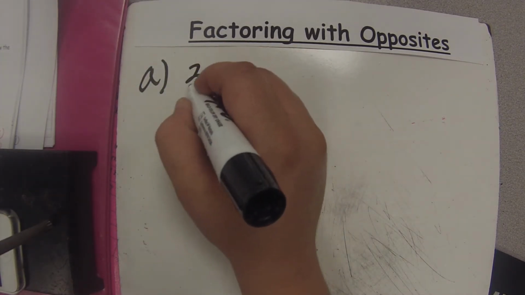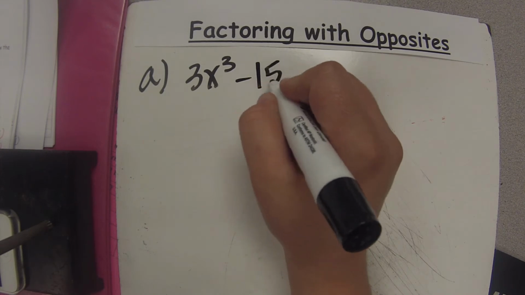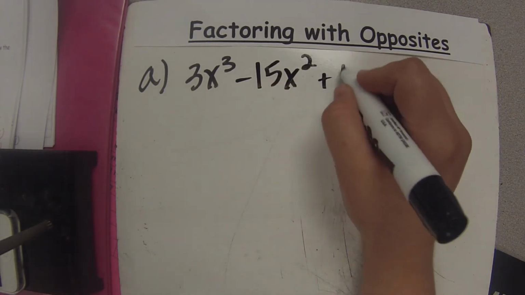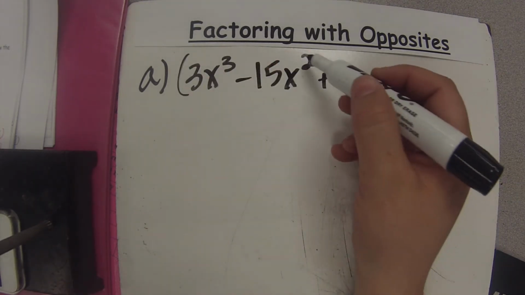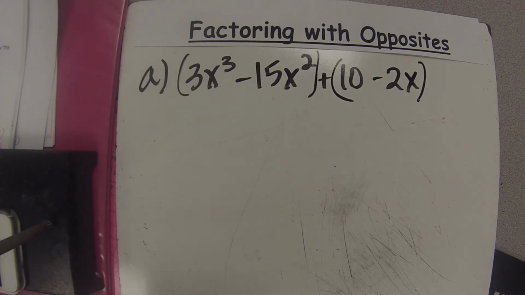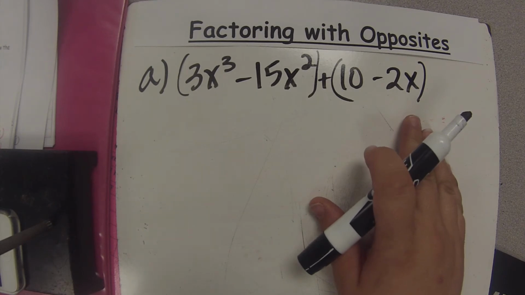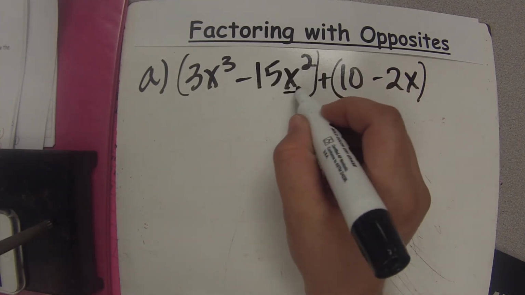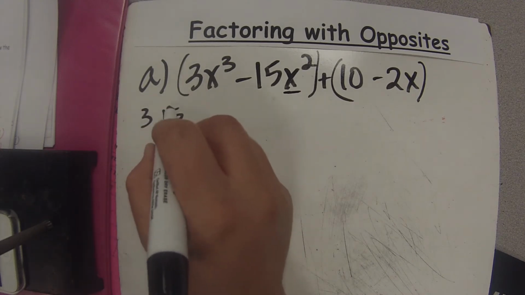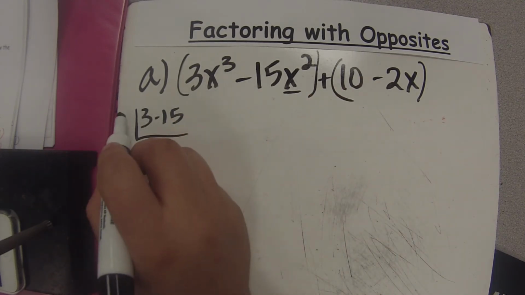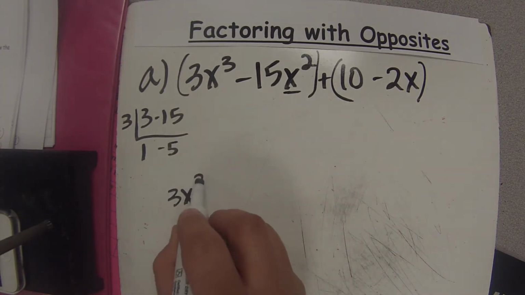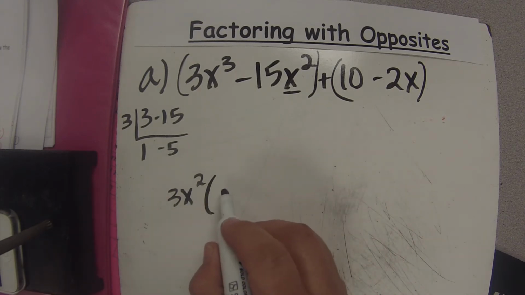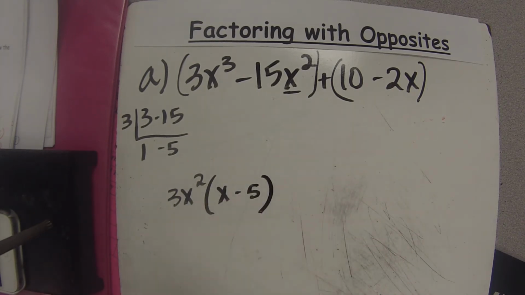Our first example is 3x cubed minus 15x squared plus 10 minus 2x. And we're going to start this out by grouping our polynomial together. Now remember, when you're grouping polynomials in this sense, you have to have 4 terms. So this first set, we can pull out an x squared. We want to find a common number between 3 and -15, which will be 3. And we're going to pull out 3x squared. What's left over is going to be x minus 5.